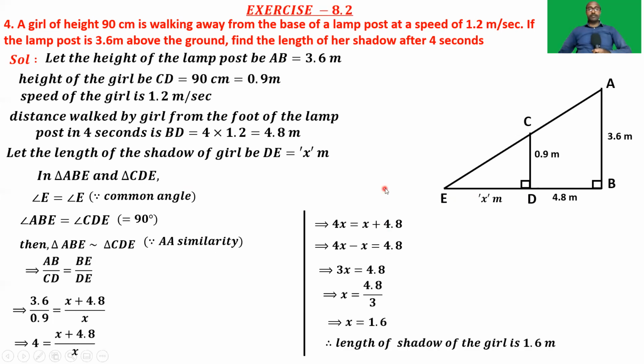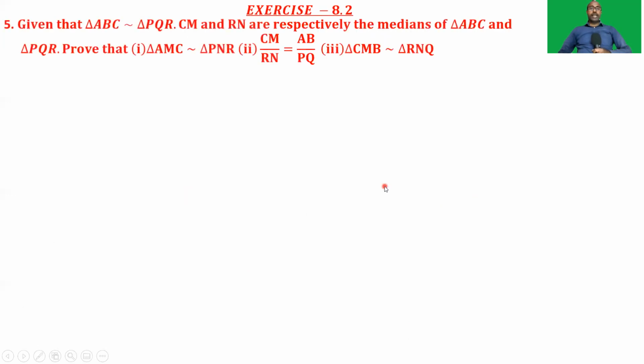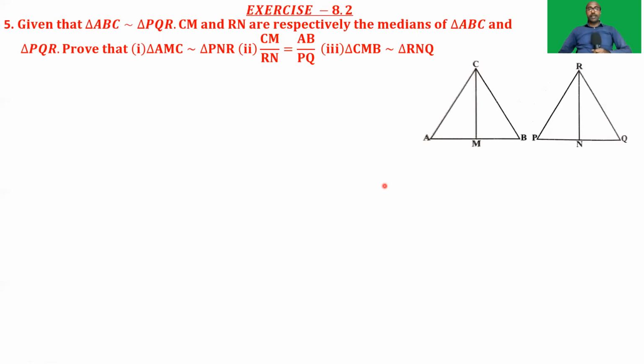Now take the next one. Given that triangle ABC is similar to triangle PQR, CM and RN are respectively the medians of triangle ABC and triangle PQR. Prove that triangle AMC is similar to triangle PNR, and CM by RN is equal to AB by PQ, and triangle CMB is similar to triangle RNQ.